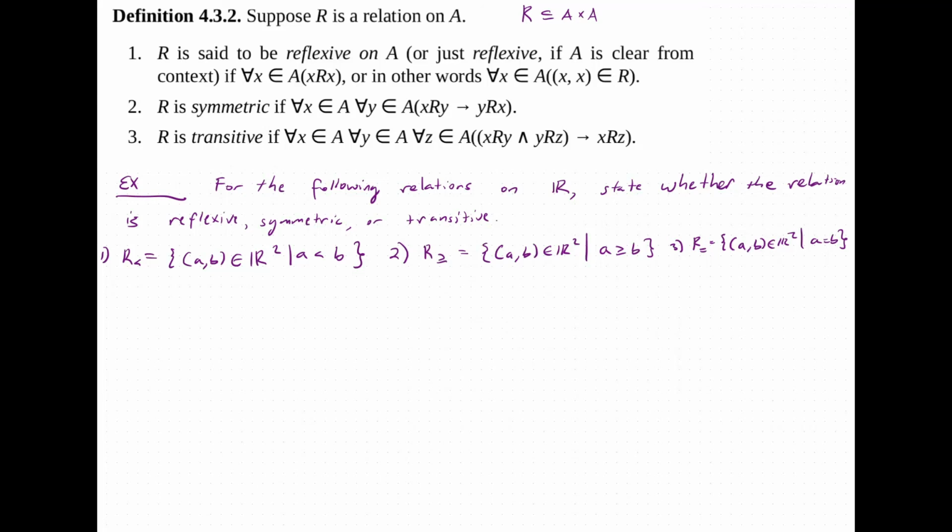Well, first off, let's look at the R less than. So we're going to be looking at this one here. Now, right off the bat, we know that this is not reflexive. Since given some real number a, so not reflexive, and so here's a counterexample. For a in the real numbers, it is not the case that a is less than a.